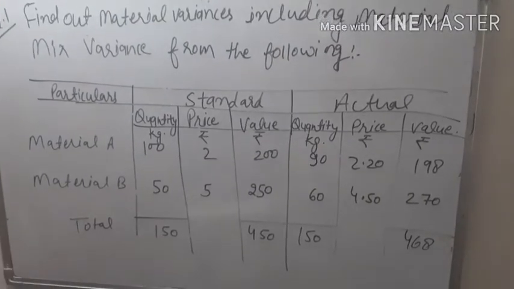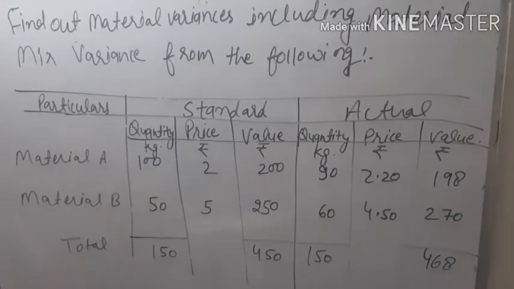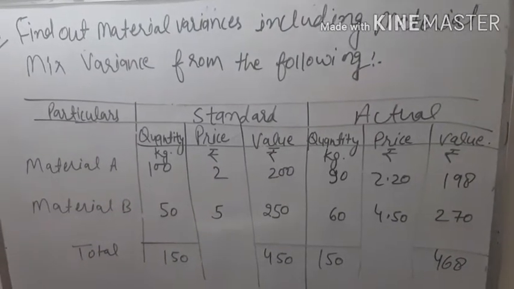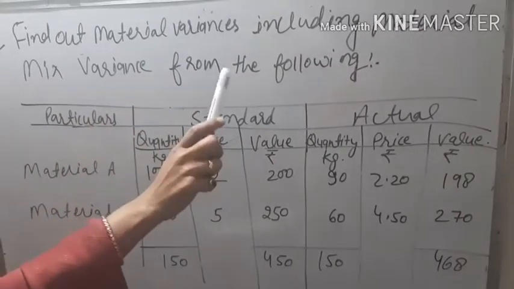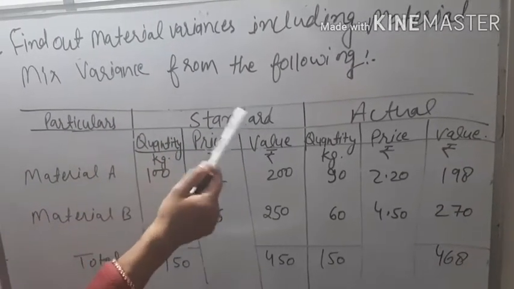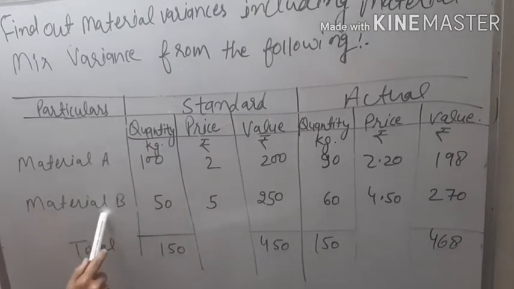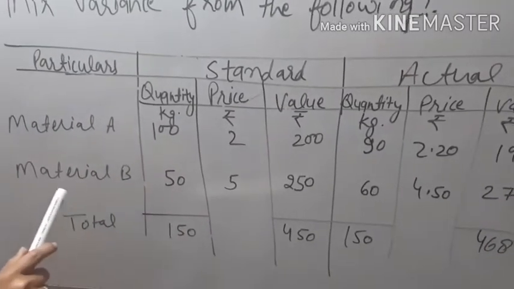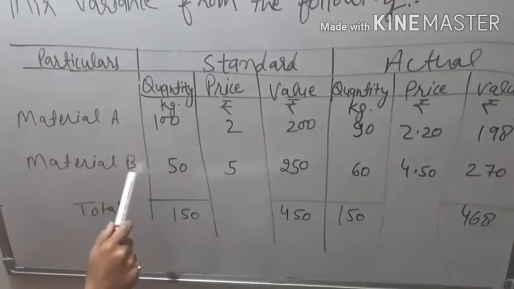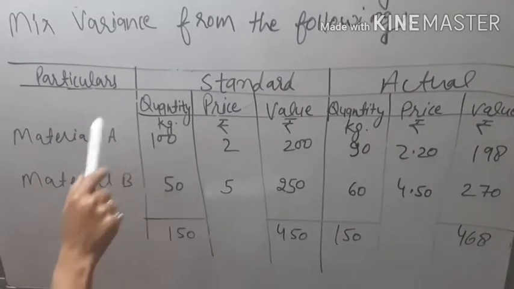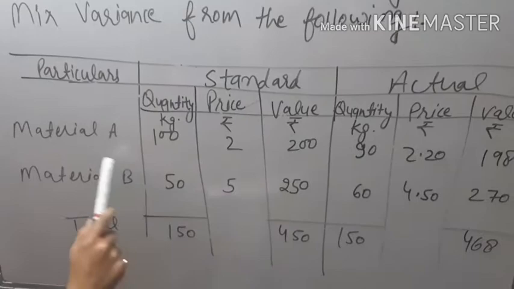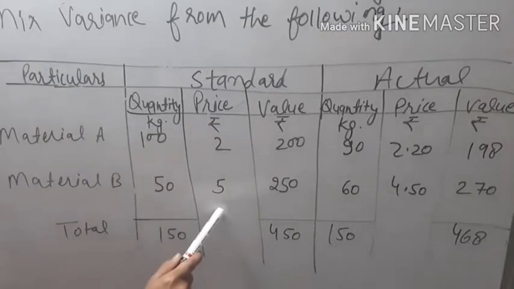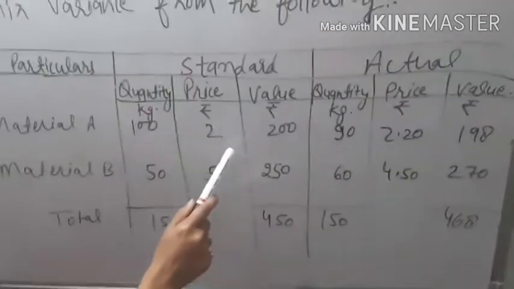Now we are doing an example of a material variance question where more than one type of material is used. Find out material variances including material mix variance from the following. Here more than one material is used, so this problem can be solved by material mix variance. Material A, material B. Material A standard quantity 100, material B standard quantity 50. Material A standard price rupees 2, material B standard price rupees 5, and the total value of 100 multiplied by 2 is 200, 50 multiplied by 5 is 250.